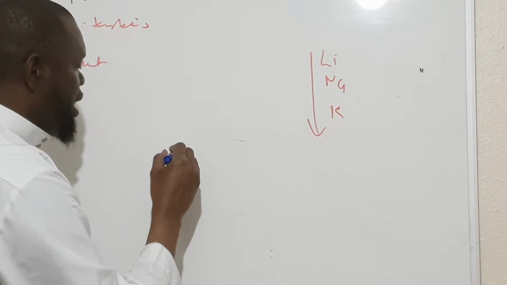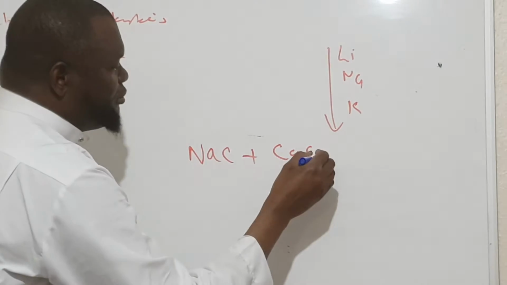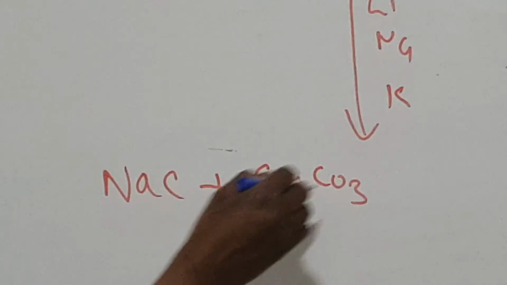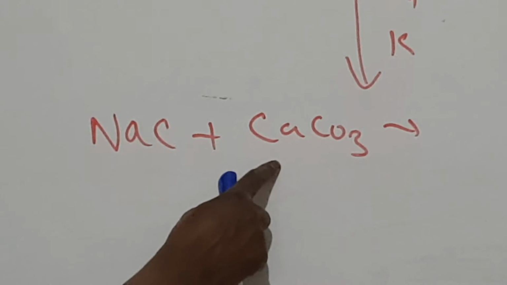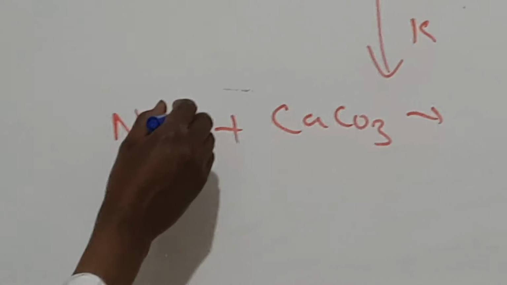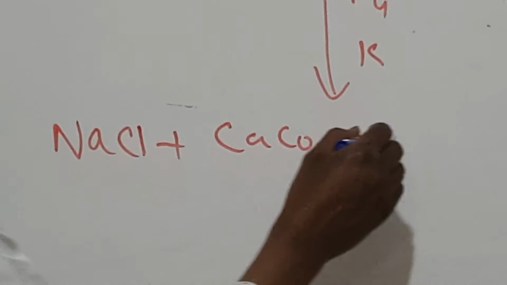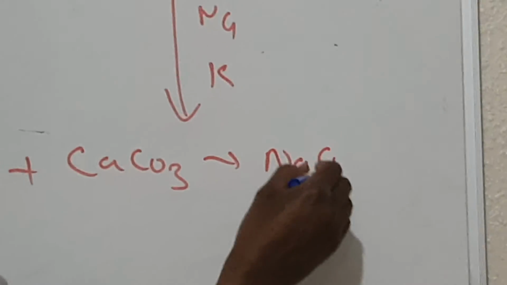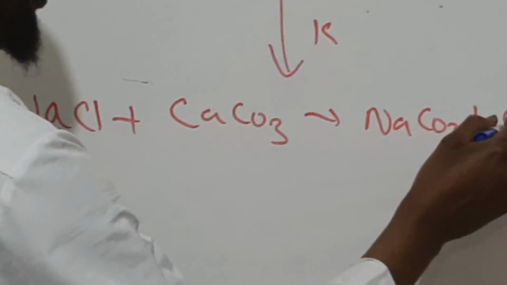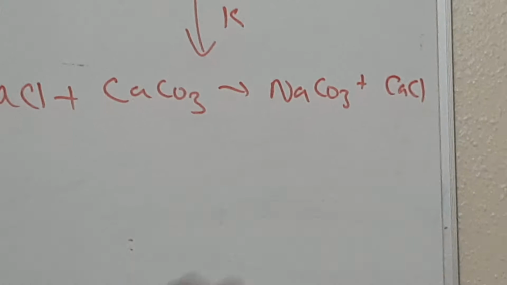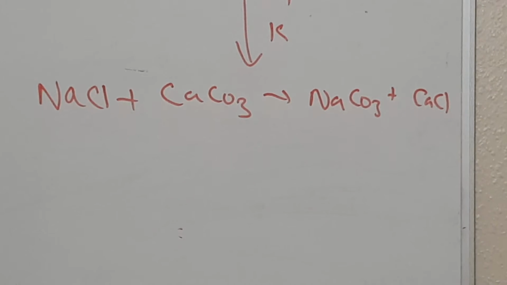Let's say you have sodium chloride plus calcium carbonate. Sodium is more reactive than calcium. Sodium is more active than calcium. So what you will get is sodium carbonate plus what? Calcium chloride. Are these formulas correct? Make the balances: C1, sodium 1.